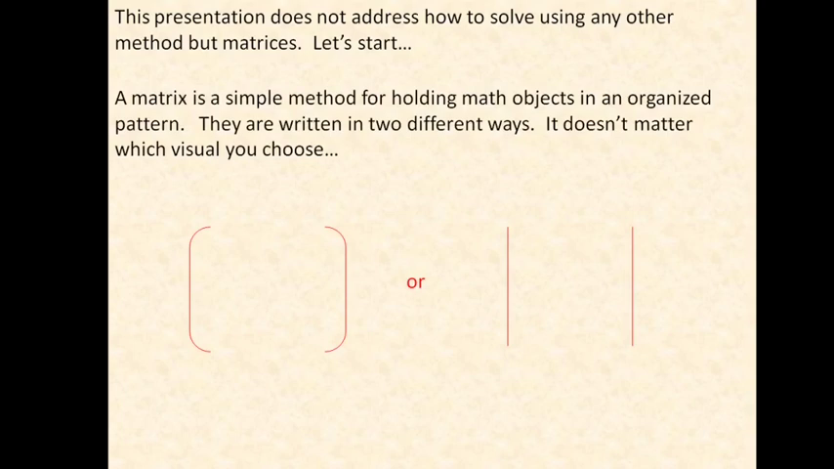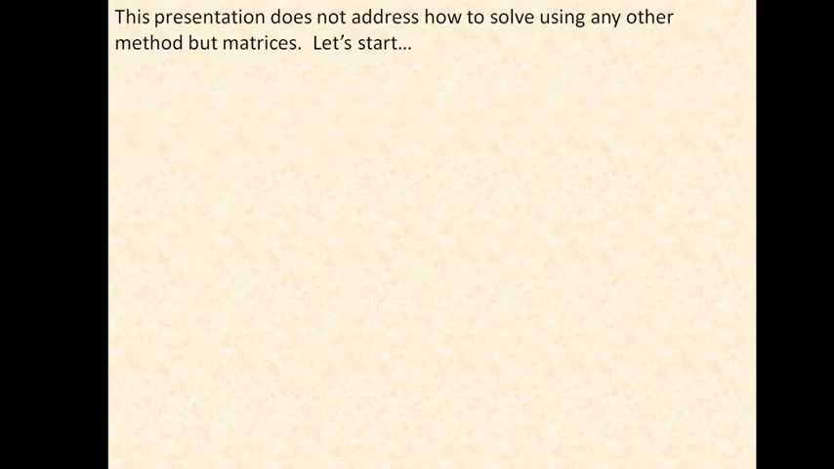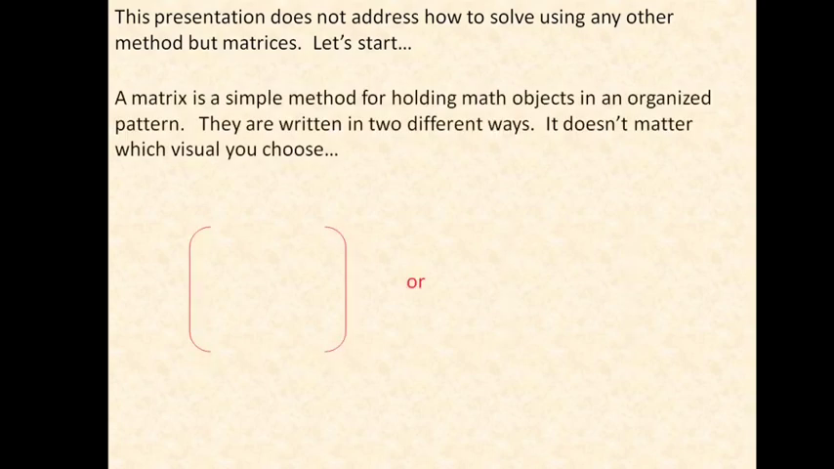A matrix is a simple method for holding matched objects in an organized pattern. They are written in two different ways, and it doesn't matter which visual you choose. So here we have two brackets on our screen. Any one of them can be taken to represent your matrix. This is the first way and this is the second way, so you can use any one of these two. Let's look at how they are used.